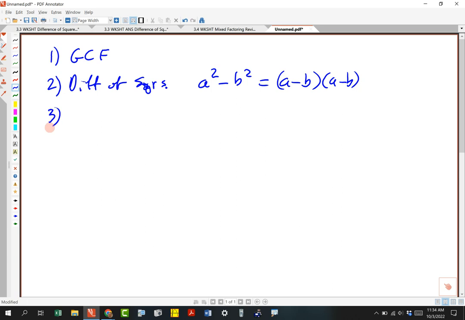Rule number 3. It works for 3 terms. Okay. Do we have any formulas that might make our work quicker? Yeah. Okay. Perfect square trinomials. What does it look like? It starts with a perfect square. It ends with a perfect square. And the middle one is a plus 2 times the 2 of those multiplied together, or a minus 2 times the 2 of those multiplied together.